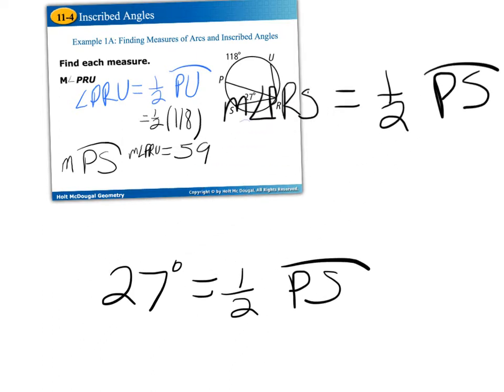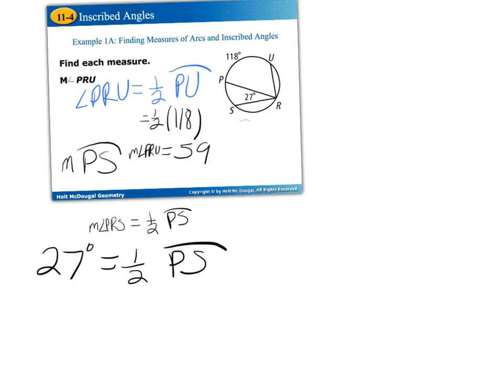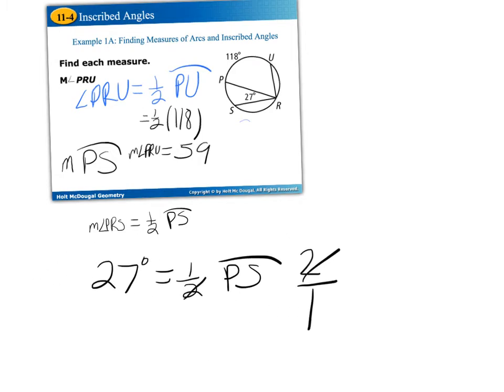Then I'm going to solve for the arc. Since I have 1/2, to get rid of it I can multiply by 2/1 because it gets rid of the 2's. Multiply on this side, and I have to multiply over here too. And this becomes 54. Okay, so that's all you have to do. In the second section, they gave you the central angle and it was exactly the same as the arc. Now they're giving you an inscribed angle and you take half of it.